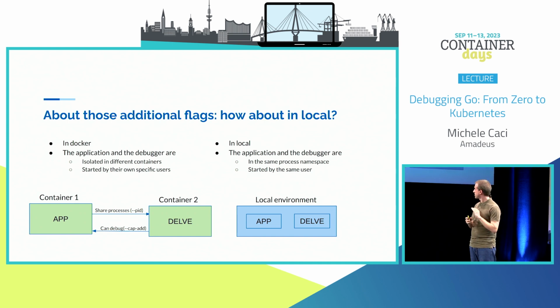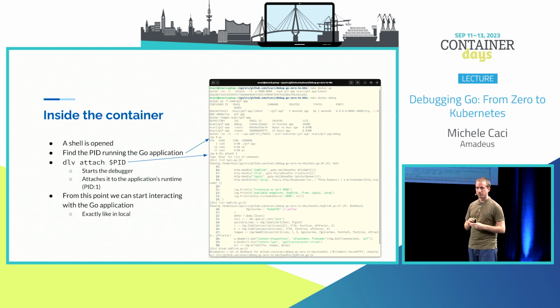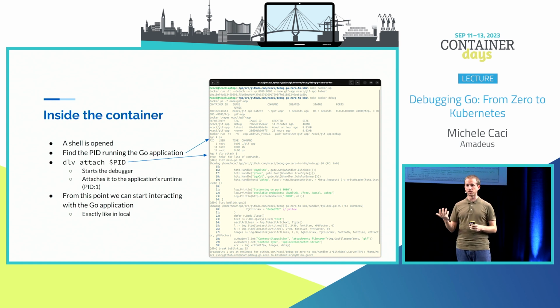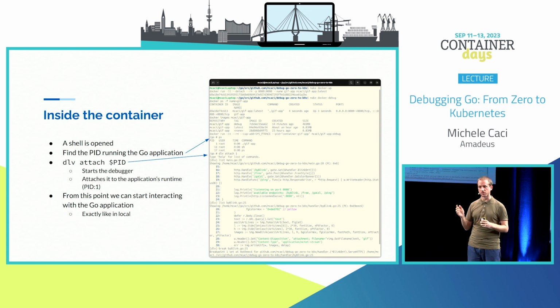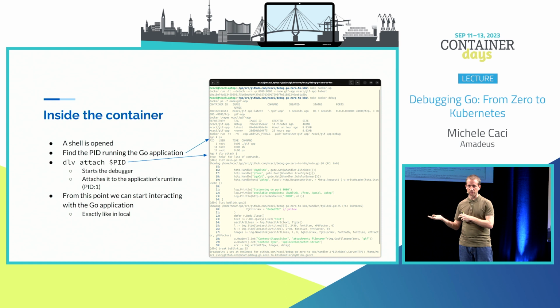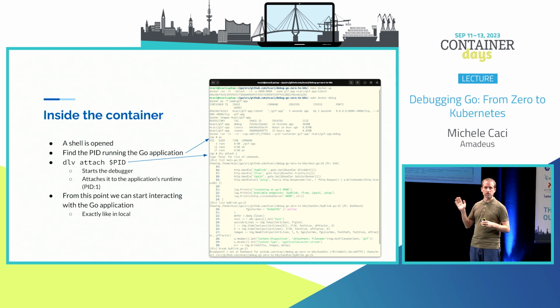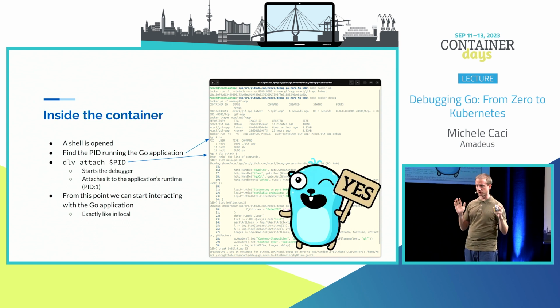Now, we have seen a lot in details about those flags. Let's see what happens when we run the container of the debugger. Since in the Docker file we included a shell, it is opened to us, so we can use it. We can actually find the process that is running the Go application because we gave the permission thanks to the PID flag. And we can run delve attach on the PID of that specific process because, again, we gave the permission thanks to the cap-add flag. Now, from this point on, we can start interacting with our Go application and debug it as we did in local. So that's it. You are ready to debug a Go application deployed in Docker.